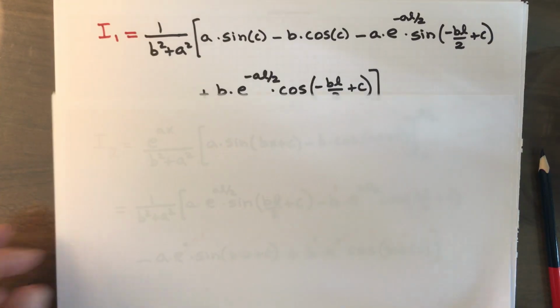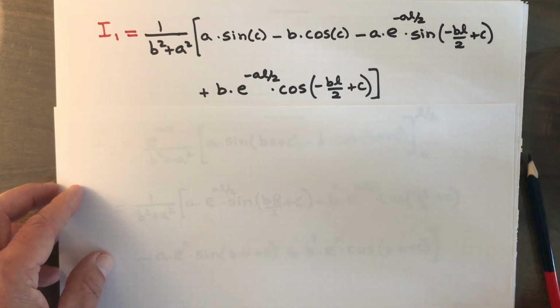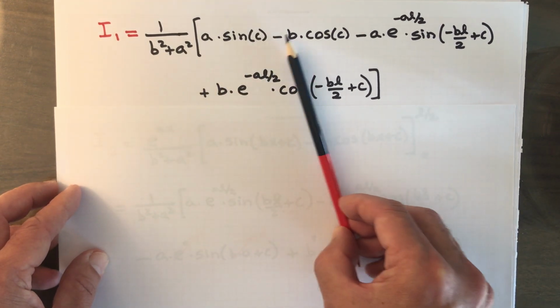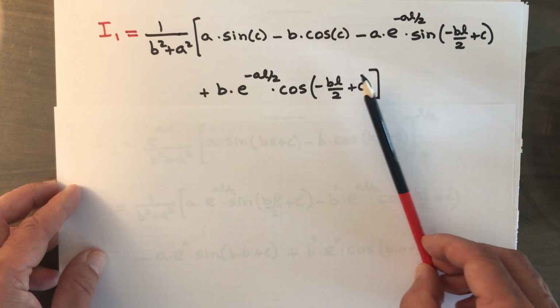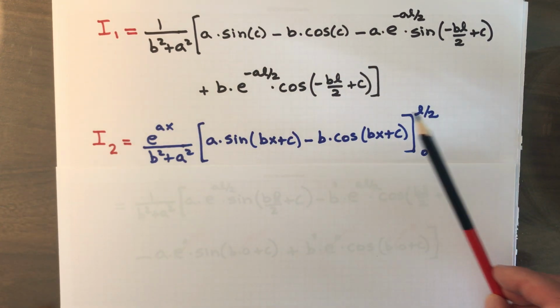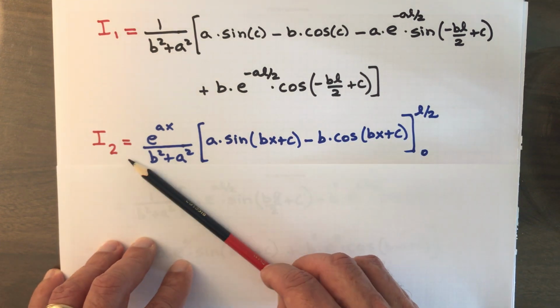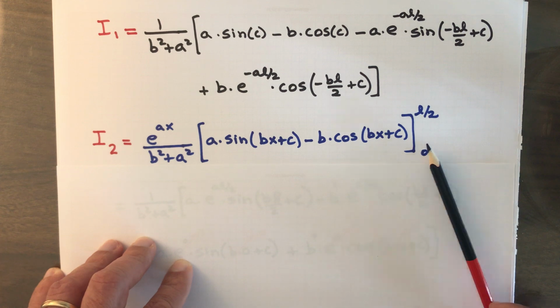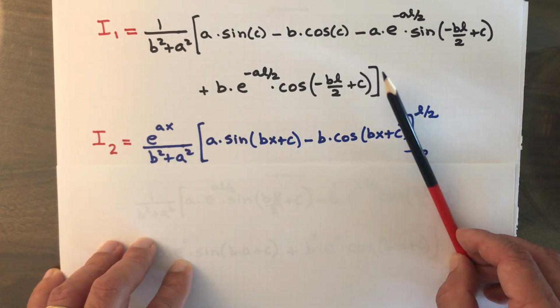So now we're able to go ahead and simplify that a little bit more and write down so far a result for I1, the first integral, to be a sine c minus b cosine c plus these other terms. Now we go look at the second integral, which is the same integral over a different interval. So it goes from 0 to L over 2.